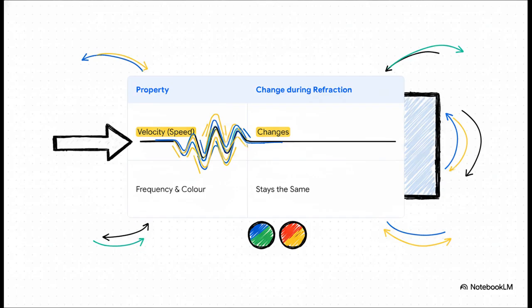It's as simple as this. When light goes from air into something denser, like glass, it slows down. It has to push its way through more stuff, so to speak. And that change in speed is the very reason it bends, or refracts, in the first place. But its frequency doesn't change. And since frequency determines the color of the light, the color stays exactly the same. That's a super important concept to lock away.